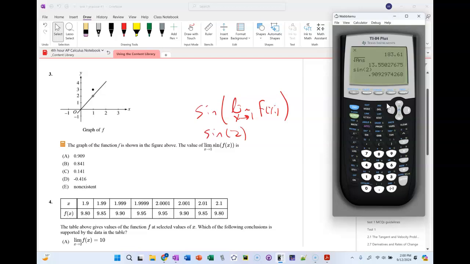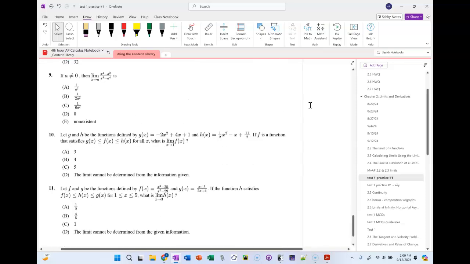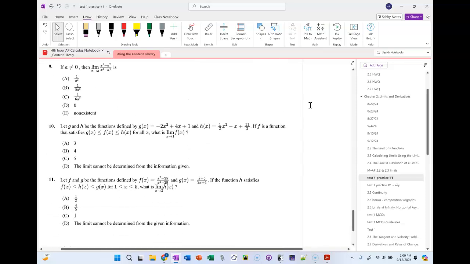A. Lena. 10. Okay, it says let g and h be functions defined by yada, yada, yada. If f satisfies g is less than or equal to f is less than or equal to h for all x, what is the limit as x approaches 1 of f of x?